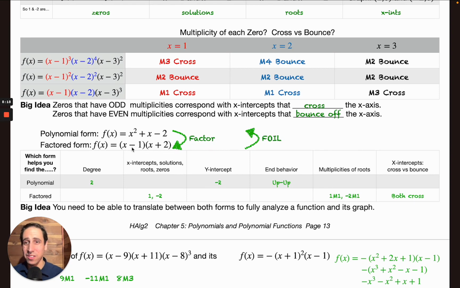You can guess what it would look like, but if you just have polynomial form, you can see, aha, the end behavior is dictated by this term, x squared. The exponent is even, the leading coefficient is positive, so therefore it's up, up.